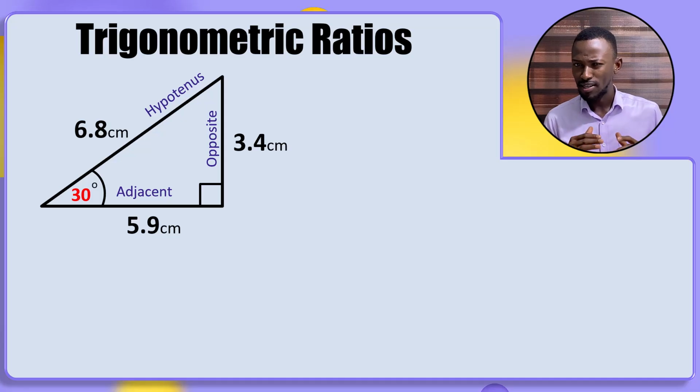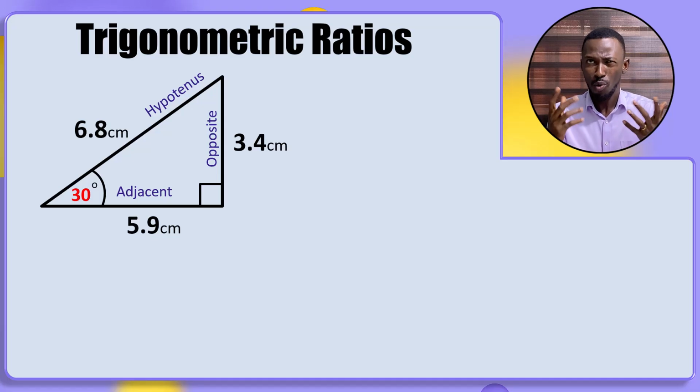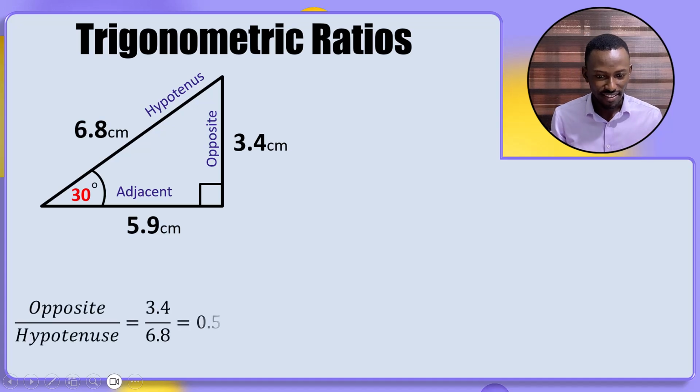A long time ago, mathematicians did something interesting, and that led to them discovering the trigonometric ratios. What did they do? They picked the sides of the triangle and tried to divide them by each other to see what they would come up with. So the first thing they did was they took the opposite side and then divided it by the hypotenuse, like this.